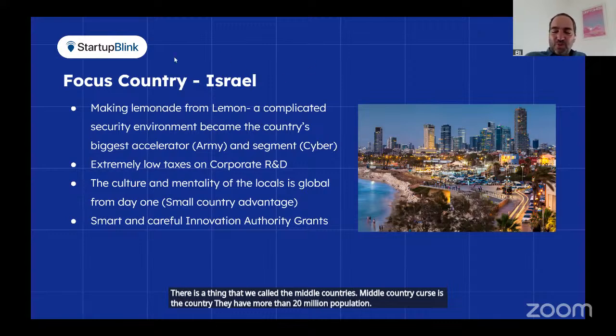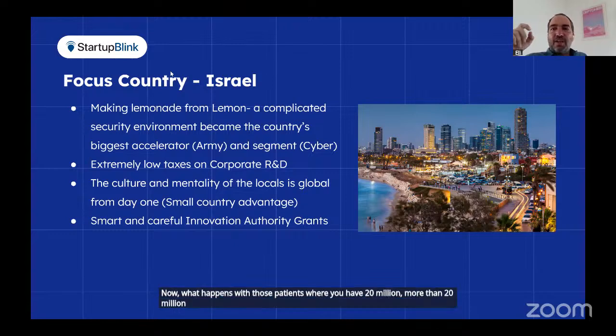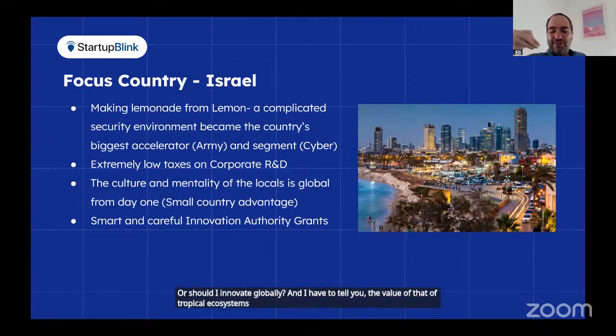What happens in those locations with more than 20 million population is confusion, because the entrepreneurs in places like that are not sure: should I innovate for my country because the market is big enough, or should I innovate globally? And I have to tell you, entrepreneurs should innovate for their country only if their local market is larger than 200 million people. And there are very, very few countries that cross this threshold.